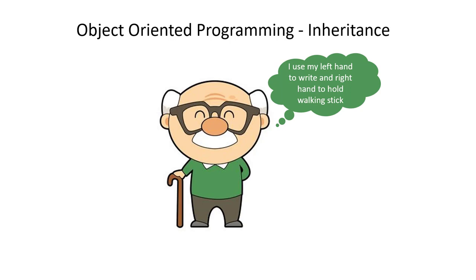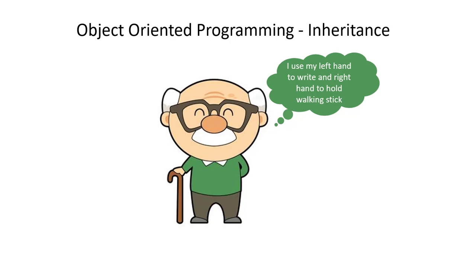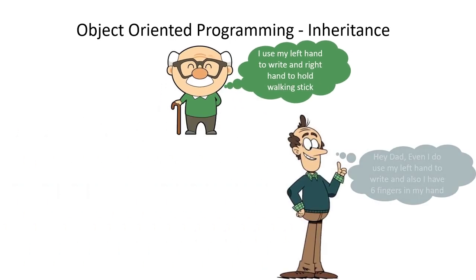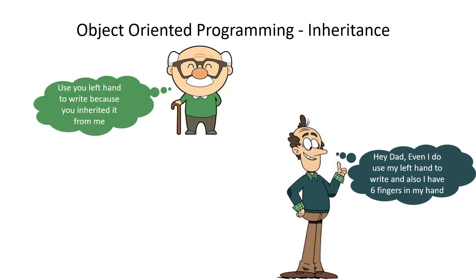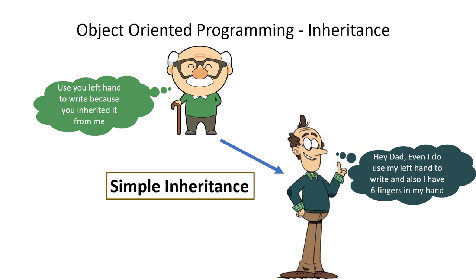Here is a grandfather who says he uses his left hand to write and right hand to hold a walking stick. And now here comes his son who says, hey dad, even I use my left hand to write, but he also mentions that he has 6 fingers in his hand. And now his dad replies, you use your left hand to write because you have inherited it from me. That's right. It is the right word that needs to be used here, which is called inheritance. And such kind of inheritance is termed as simple inheritance, where one object inherits from another object directly.